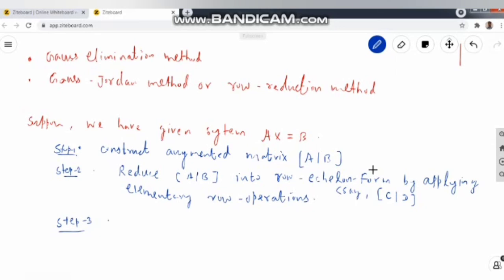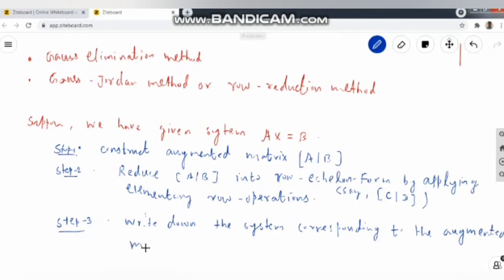So then, after reducing the given augmented matrix into row echelon form, which I'm calling C augmented bar D, what we have to do is write down the system corresponding to the augmenting matrix C augmenting bar D.